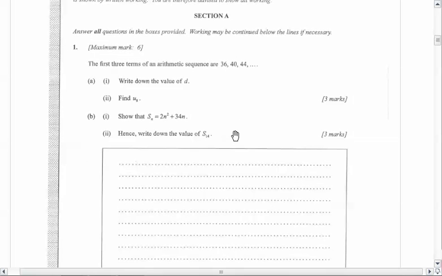In order to find the value of d in a sequence, we just need to subtract two terms. So d is term 2 minus term 1, term 3 minus term 2, which is 40 minus 36, or 4. It's how much you have to add to get from one term to the next term.